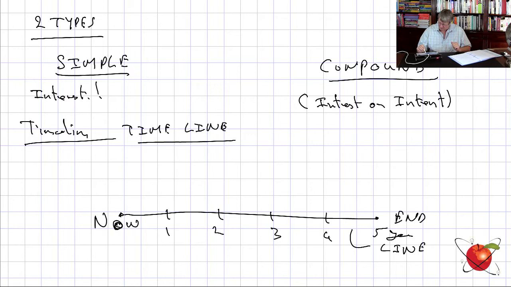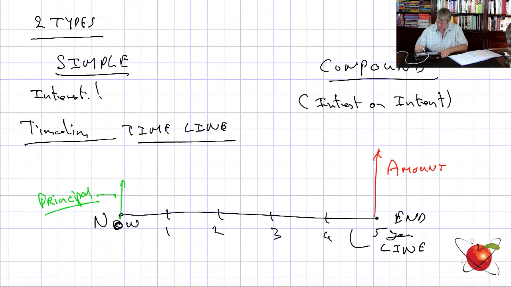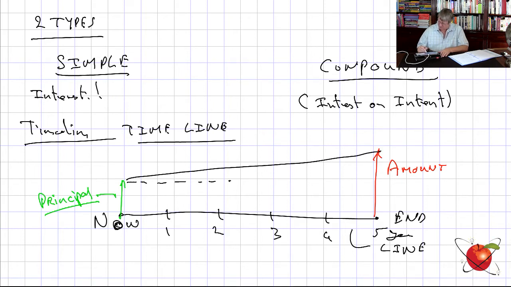I just want to put in here, this is what we're given now. So this is the principal, okay? This is now money. Then we say, okay, we are going to get out more money, aren't we? Or pay more, right? This is the amount. Okay, so what can we say? We are saying, therefore, that this line is going to grow over the years to that height there. I'm just going to put in a straight dotted line there.